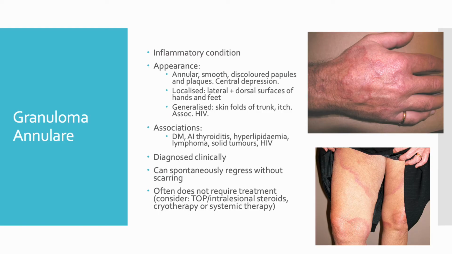So we obviously ought to exclude fungus, which is quite commonly misdiagnosed. So the way to do that is to take some scrapings. Granuloma annulare is usually non-scaly, whereas a fungal infection is usually scaly. And if there's any diagnostic doubt, you can take a biopsy from the margin of the lesions, when the histology of granuloma annulare is quite characteristic.